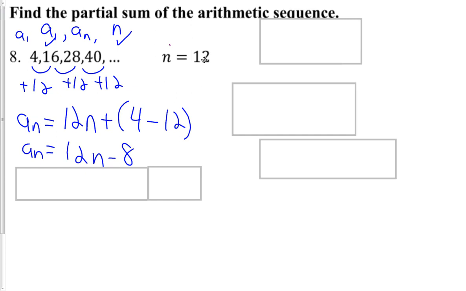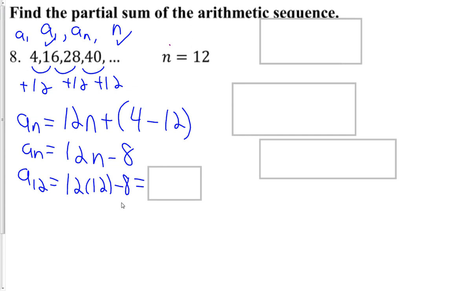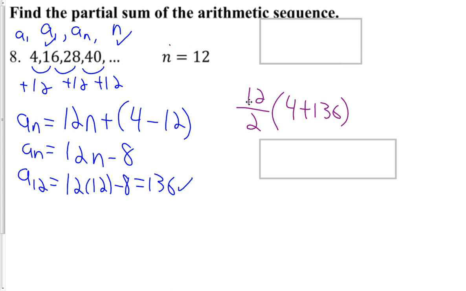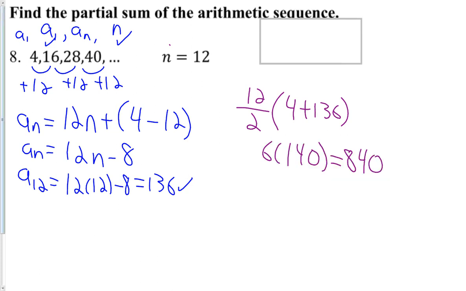And now I need to find the 12th term, right? First term is minus 8, I see right there. 12th term is 144 minus 8, which is 136. So now 136 plus minus 8... so when we plug that in, we've got n, which is 12, over 2 times first term plus last term, 4 plus 136. So we've got 6 groups of 140, which is 840. And there's a formula up top, just in case you were needing to rewrite it down and didn't write it down last slide.